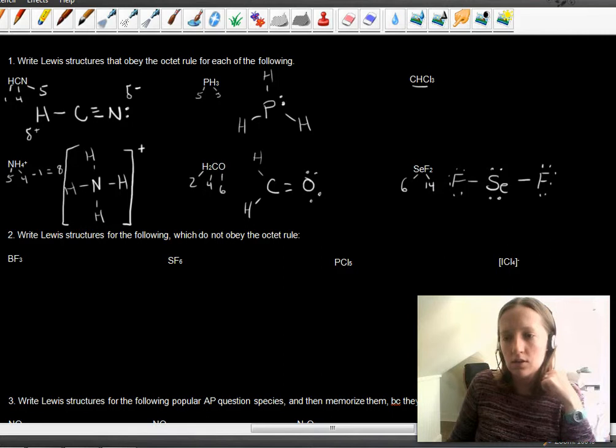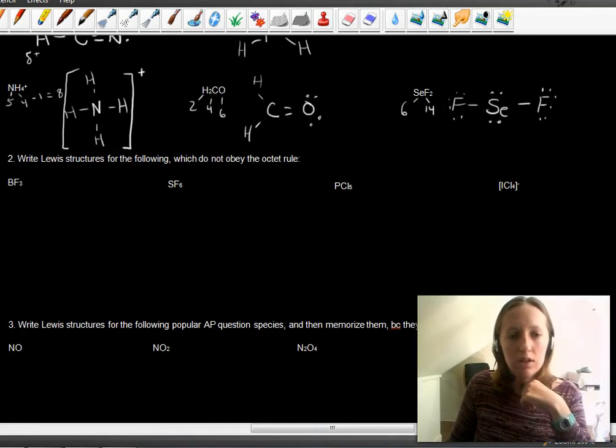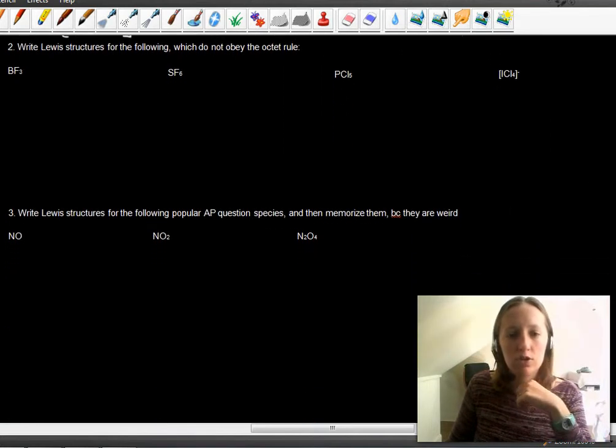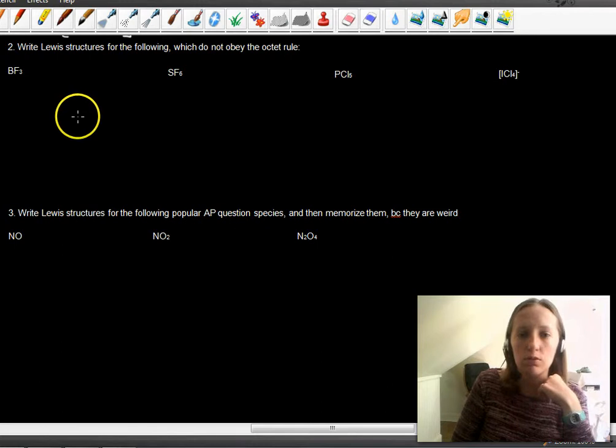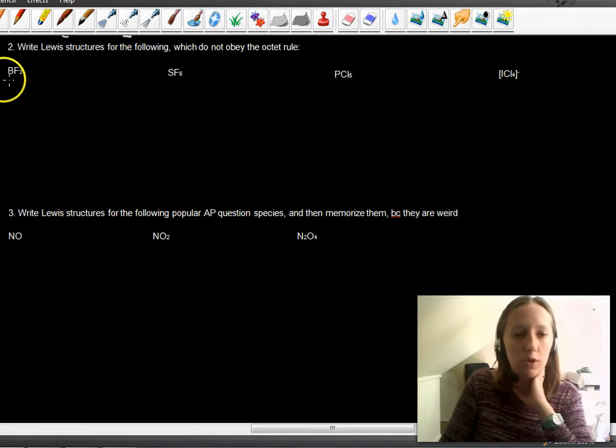All right. So those are all octet rule molecules. And then number 2, write Lewis structures for the following which do not obey the octet rule. Oh my. So here we have beryllium, boron trifluoride, and if you remember from upstairs, still not beryllium, boron can be happy with fewer than 8. So let's see if that is the case.